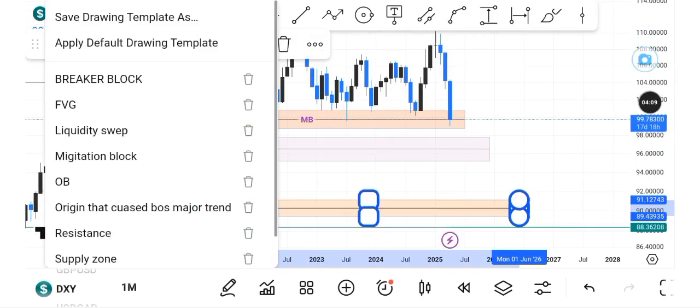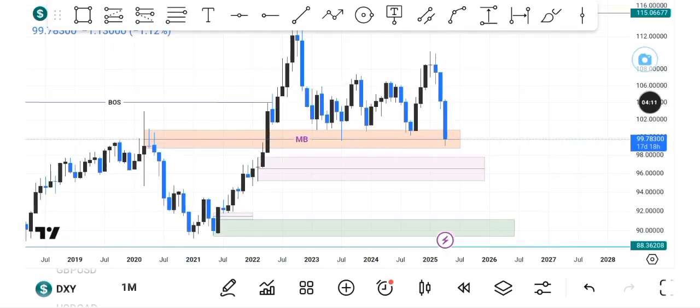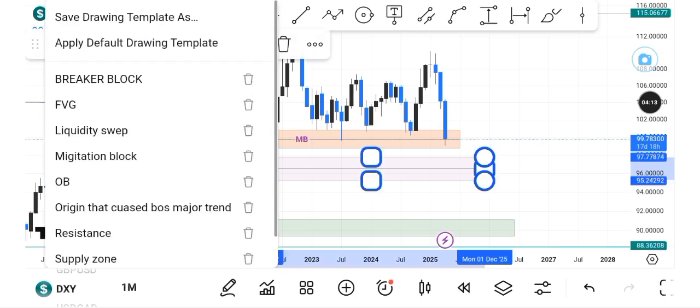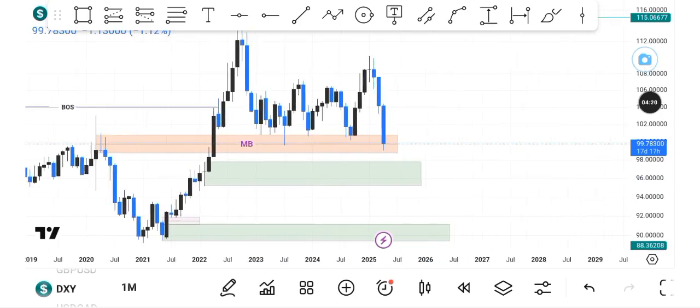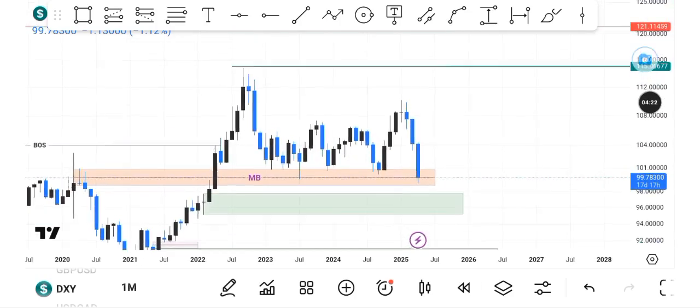So as you are seeing this market, we are observing more clearly as we mark these levels.